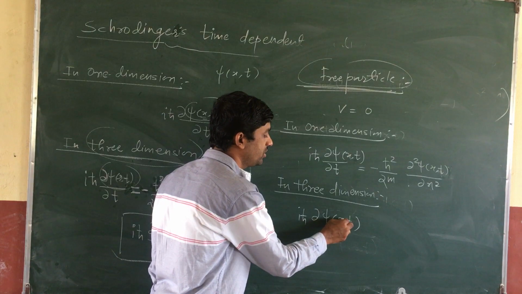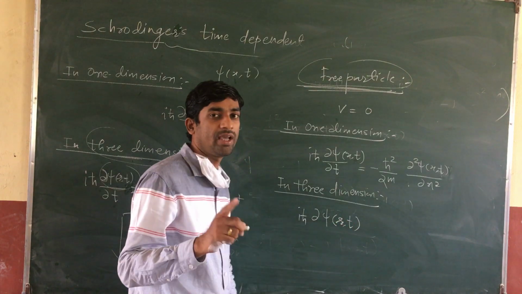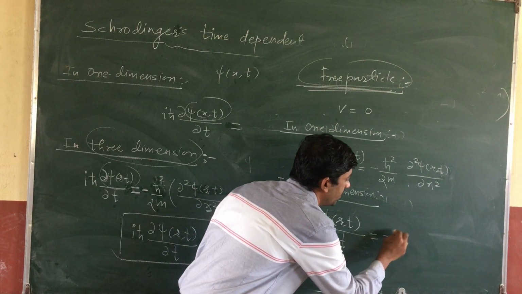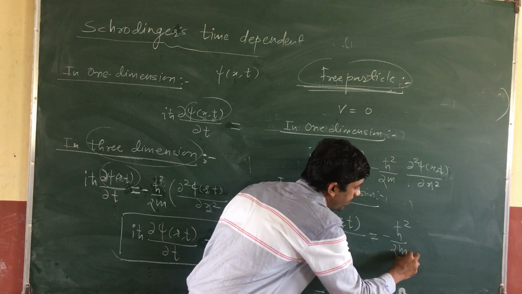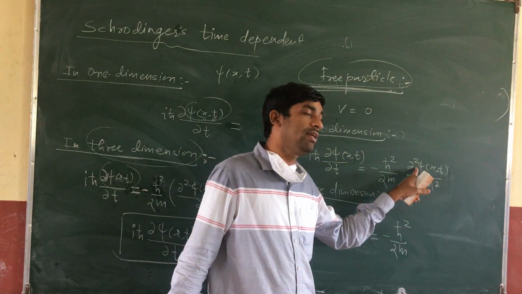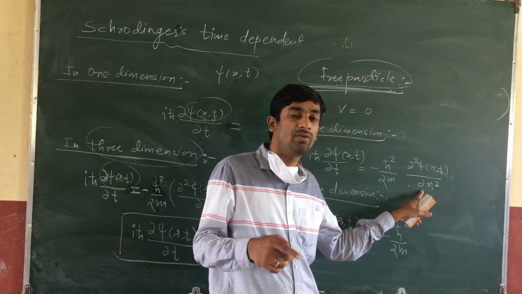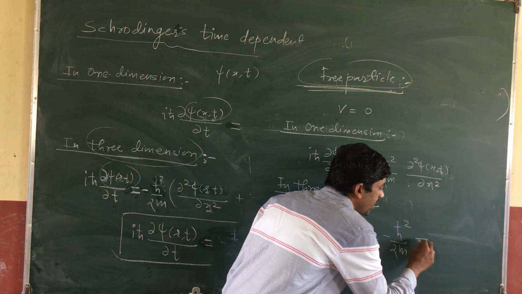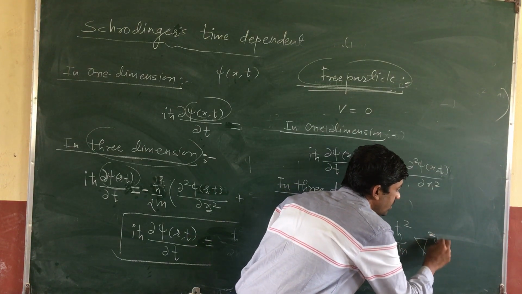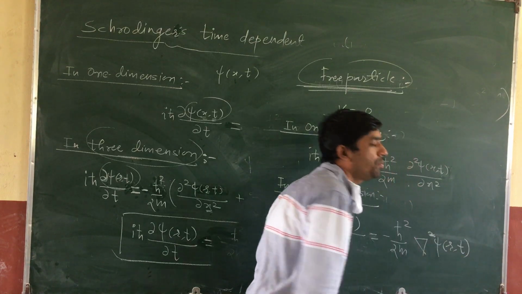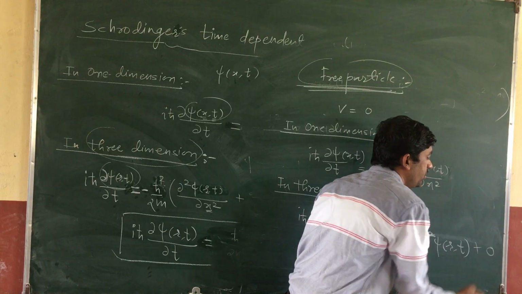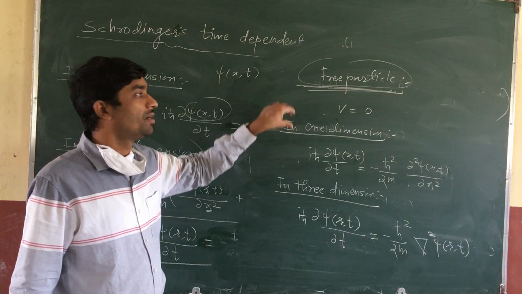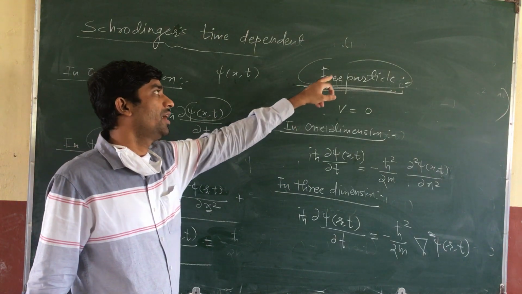Then this equation will be iħ ∂ψ(r,t)/∂t, where ψ(x,t) is replaced with ψ(r,t); I have to replace the position with r, which is a function of x, y, z. It equals minus ħ² divided by 2m, with the second derivatives with respect to x, y and z written in terms of the del operator: del square ψ of r, t. And the value of potential is 0, so no need to write it down.